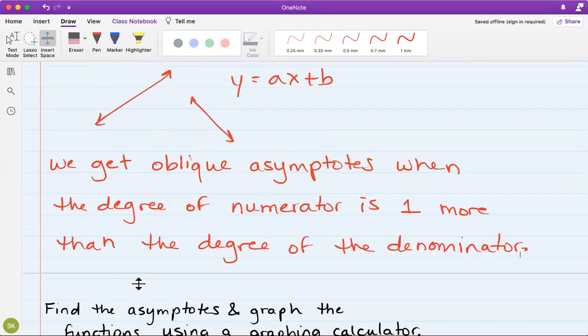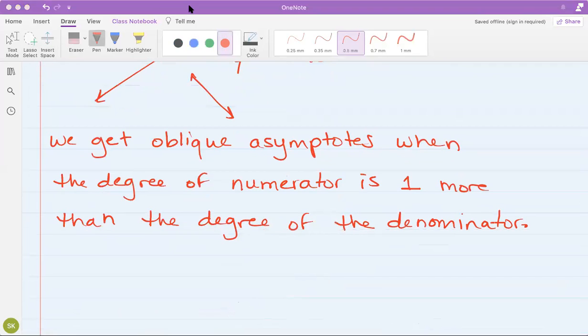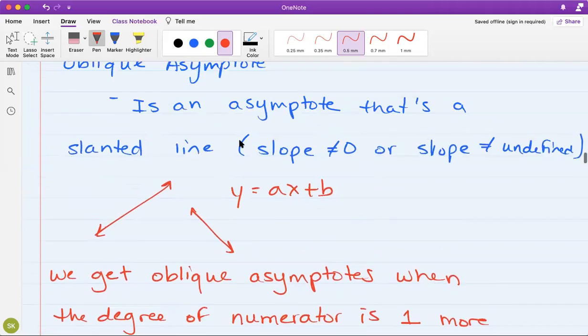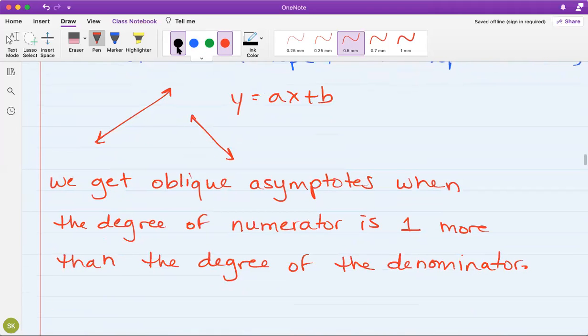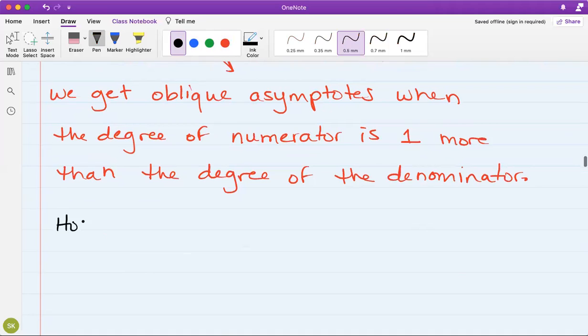Now, if it's more than 1, so if the degree of the numerator is more than 1 unit above the degree of the denominator, then you're not going to have a horizontal asymptote or an oblique asymptote. Your function is going to look like a particular power function. And we'll see that in a few minutes, but I want to just focus on this. So how we're going to find this oblique asymptote is we're going to use long division. The best way for me to show you this is to actually do a problem.